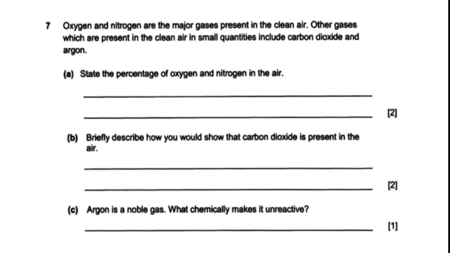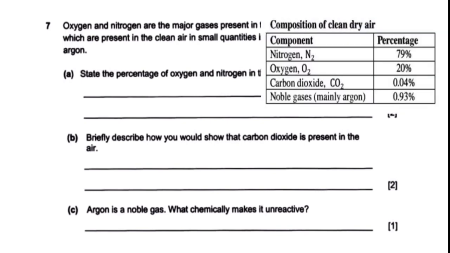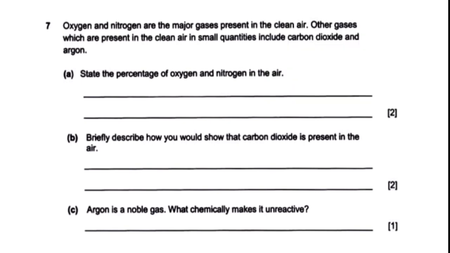Now they have given us all the components of clean air. The first question is: state the percentage of oxygen and nitrogen in the air. This one was showing 79 and 20%. In the actual sense, oxygen is 21% and nitrogen is 78%.